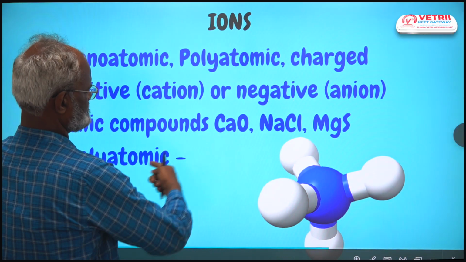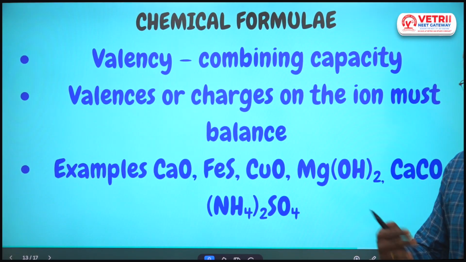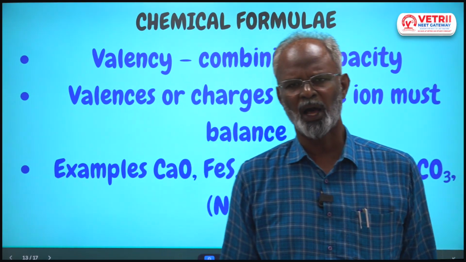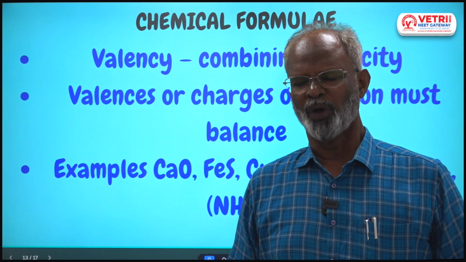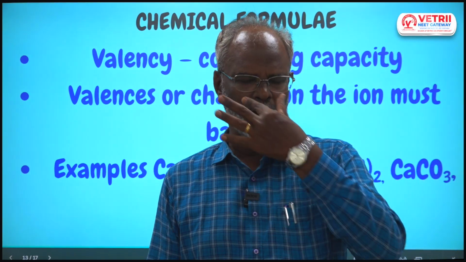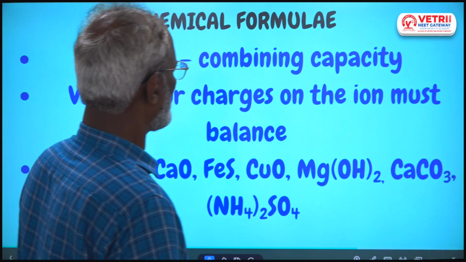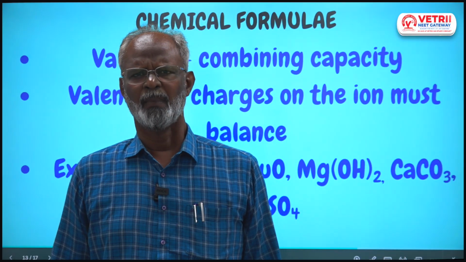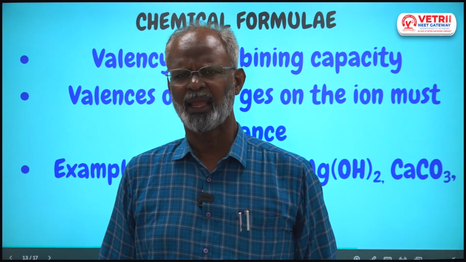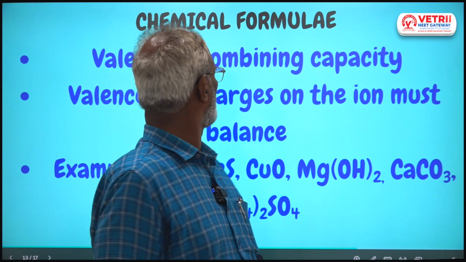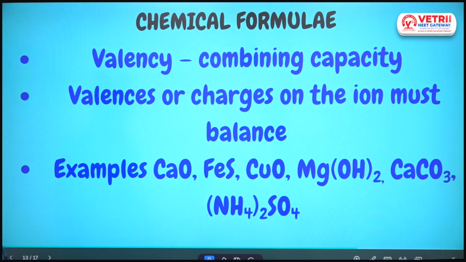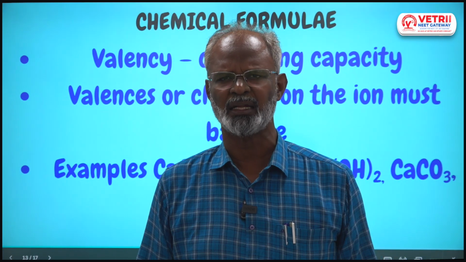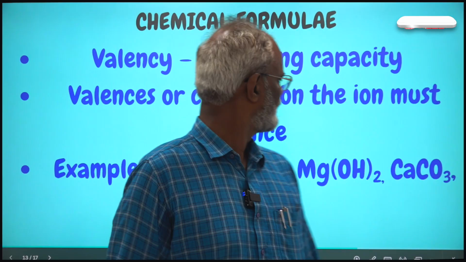To understand the combination of atoms to give molecules, you must understand an important term called valency, or combining capacity, which is how atoms combine together to form a molecule. Valency I can define as the number of electrons in the last orbit, or the charge on the cation and the anion. Valency is the combining capacity. Now the valencies or the charges on the ions must balance so that the molecule is neutral.